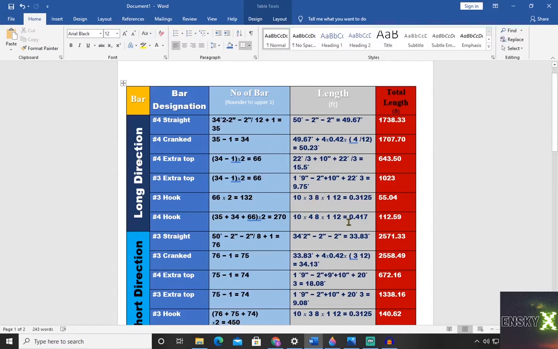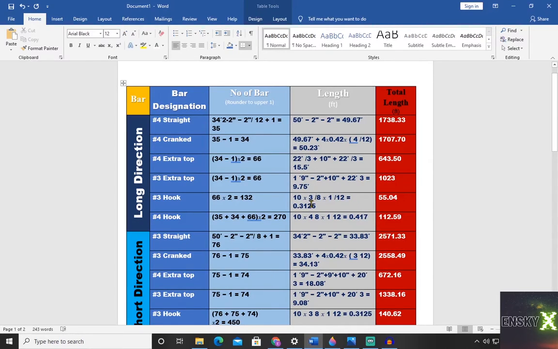Now what happened is the length of this hook. This number is a constant, level up from 9.5 to 12. We have to put 10 for the standard method. We have to put 10, then 3 divided by 8, since we all know the diameter is 3 divided by 8, then into 1 divided by 12. So 1 divided by 12 is again converting inches to feet.